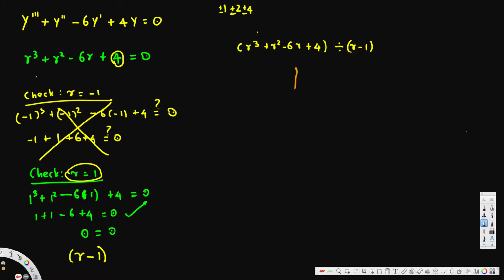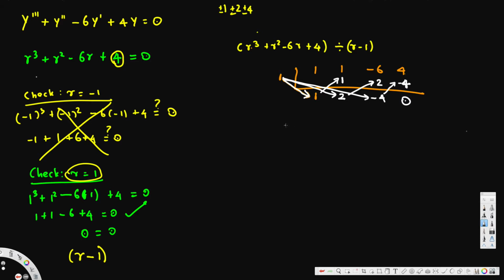Okay, so let's put it right here. The coefficients of each of these, 1, 1, minus 6, 4, and this is r minus 1, that is just 1. First I bring this one down right here and then multiply this one by this. 1 times 1, that's just 1. I put it right here. So 1 plus 1, that's 2. Then you multiply this one by this, that is just 2. So you put it right here. Minus 6 plus 2, minus 4. 1 times minus 4 is minus 4. We put it right here, minus 4. Plus 4 plus minus 4, that's going to be 0. So the remainder is 0. So that's done right here.